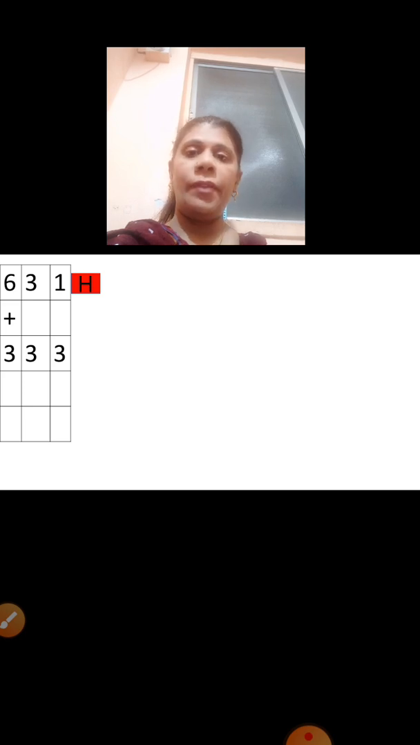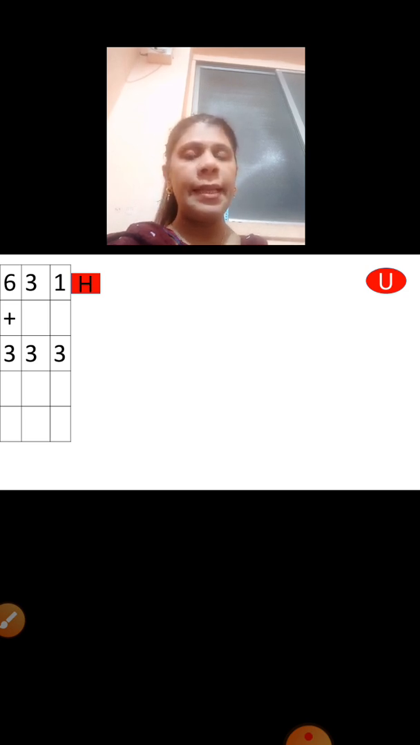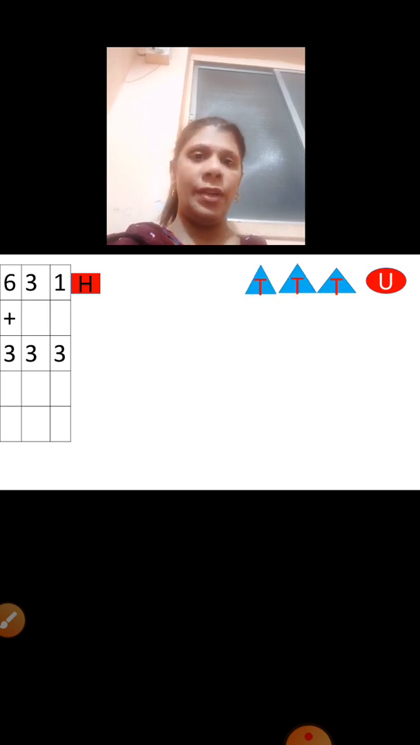631 and 333. Now here which number is in unit place from your right hand side? Number 1. So how many units we are going to draw? Only 1 unit. Okay. And which number is in tens place? Yes, 3. So how many tens we are going to draw? 1, 2 and here comes the 3. So 3 tens.